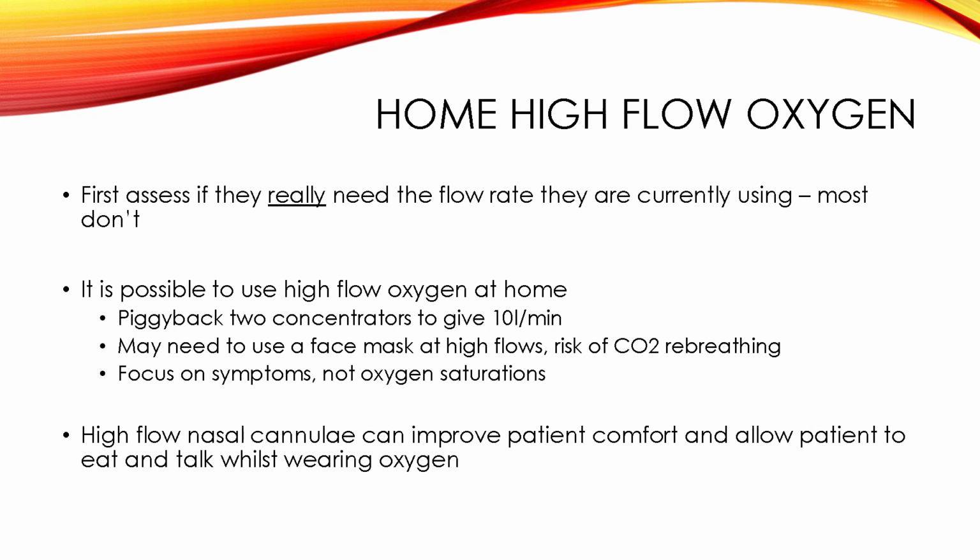For those where you truly can't reduce the flows to less than 4 litres a minute, it is possible to give higher flows of oxygen at home. So each concentrator will usually deliver up to 5 litres a minute, and you can piggyback them together. There's just a wee Y connector that joins the two sets of tubing together. So that will give up to 10 litres a minute.